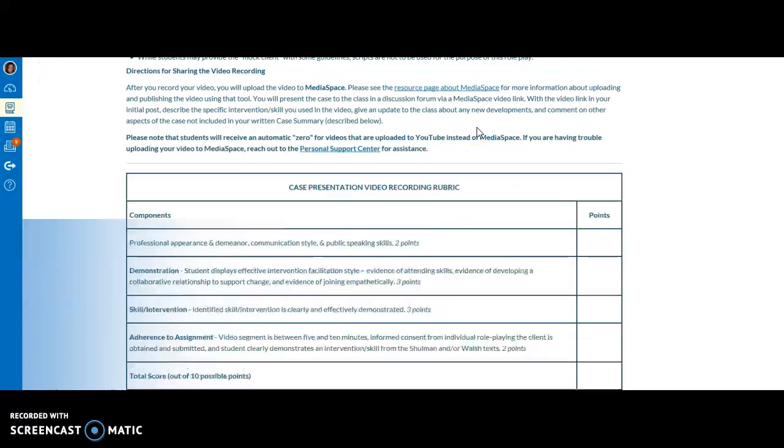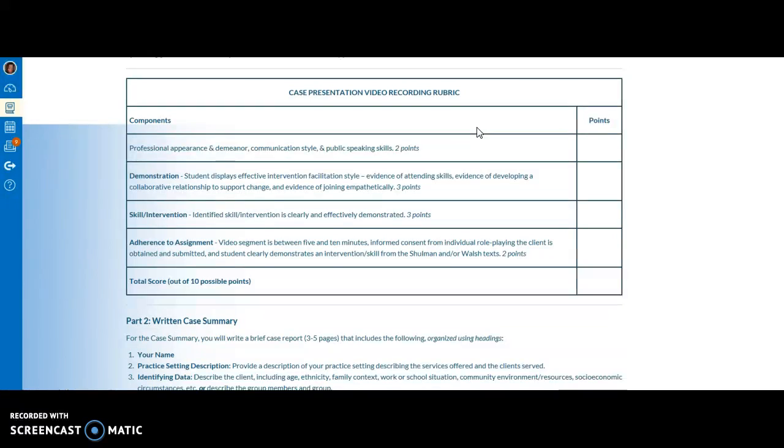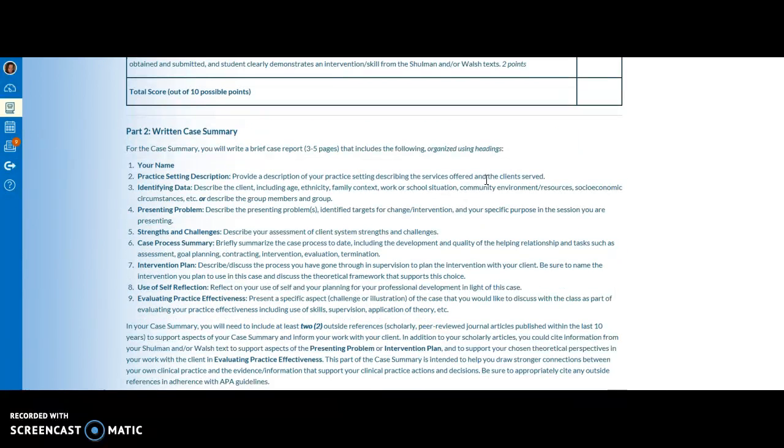And then this is the rubric for the video grading, how it works. Make sure that you're touching each one of these points so that you can get the 10 points for the case video. And if you go down here to the summary, it lays out very specifically what it wants you to discuss in the written summary. Please, guys, make sure it's not more than 3 to 5 pages long, and that you're hitting all of the points, all 9 of them, okay?